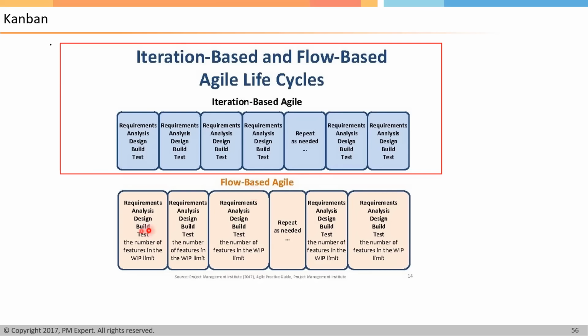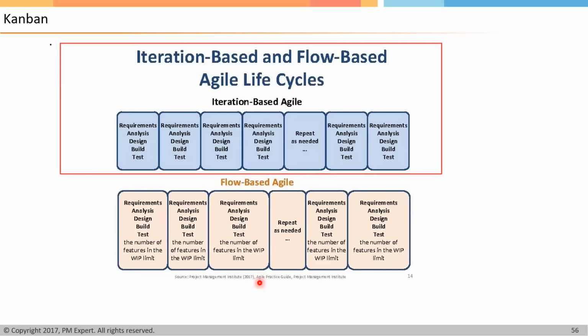And as you note from here, with the number of features in the WIP limit, you can pick that number of features, but you might notice that these are not fixed size. All the cycles that you will use in flow-based Agile are unequal. So Kanban can be used as an Agile standalone also.